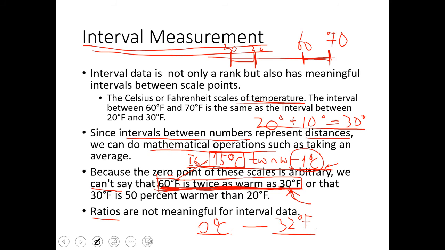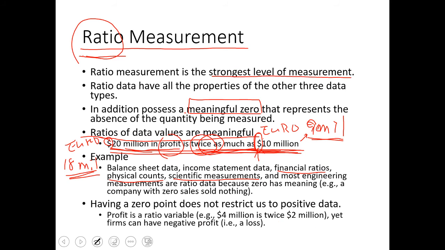Celsius 0 has no meaning from the Fahrenheit point of view, and 0 Fahrenheit has no meaning from the Celsius point of view. But in the ratio case, $0 is the same as 0 euro, and it is the same as 0 yen or yuan, and the same as 0 franc, and so on. So we have a meaningful 0 in ratio measurement. Okay.